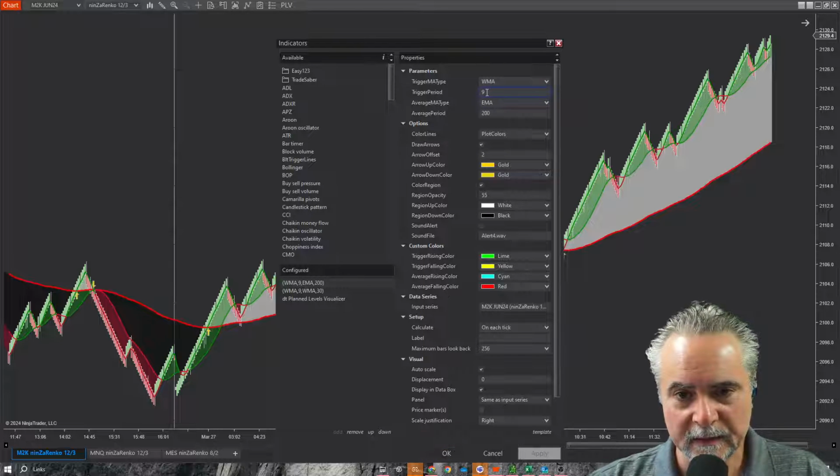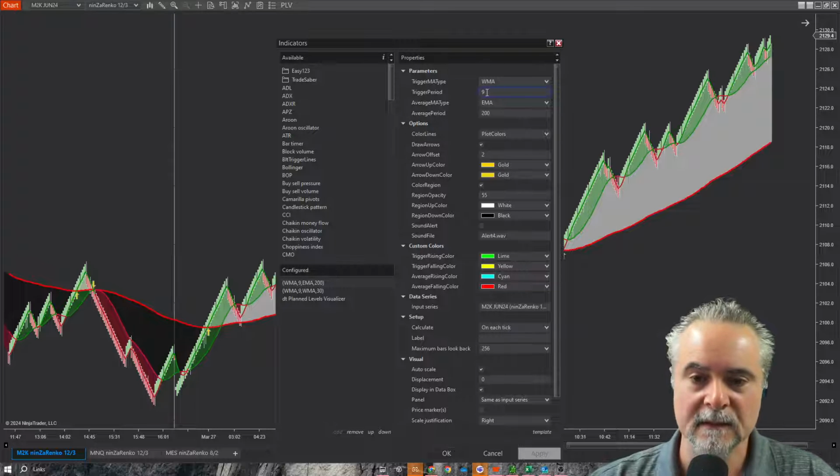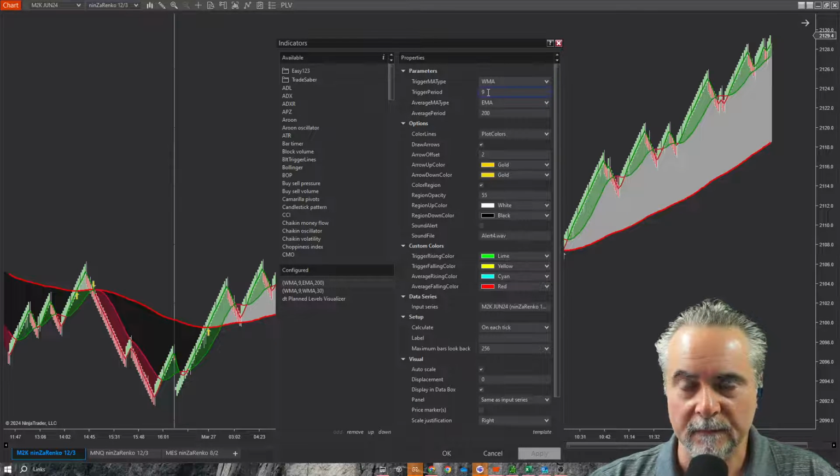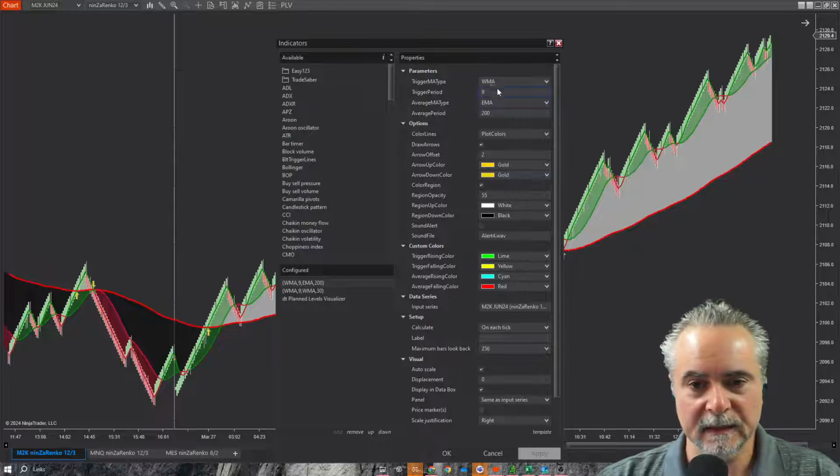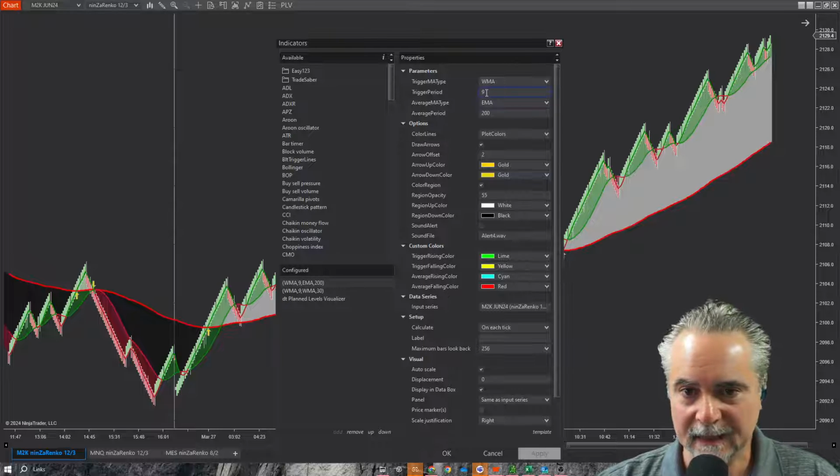My trigger period is 9. Again, that's correlated with another indicator that I'm using. I'll show you it real quick, but basically this is day traders. This is fast money moving in and out of the market, and it changes direction quickly, right?